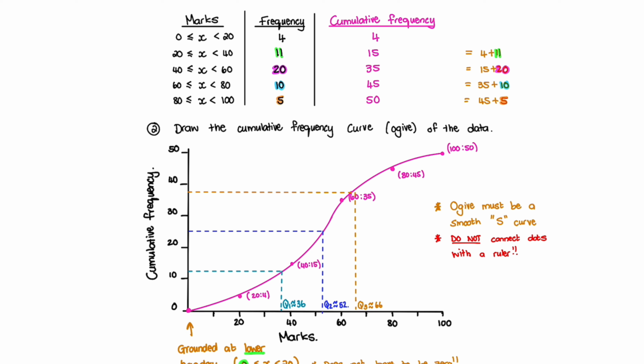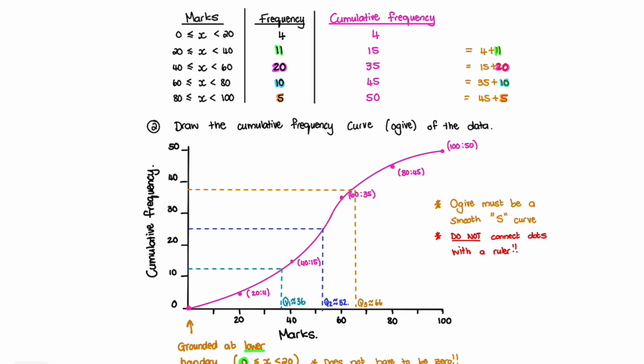So the first note that I want you to make is that the Ogive must be a curve. So you cannot connect the data points with a ruler because it needs to represent a curve. So make sure, even if your freehand is a little bit dodgy, that you try and show that it's some sort of curved line. So do not connect the data points with a ruler, because when you do, you no longer have a curve.